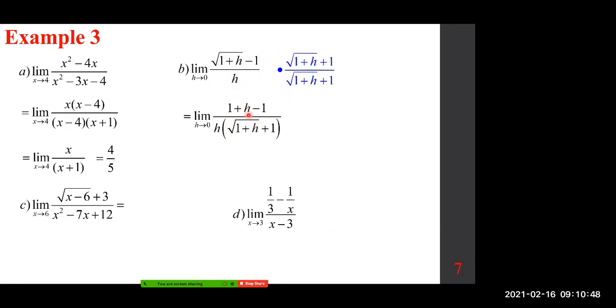Now 1 and -1 cancel each other. You're left with h in the numerator that cancels out this h, and the numerator changes to 1 only. If I replace this h with 0, I get 1. Square root of 1 is 1, and 1 plus 1 is 2. 1/2 is your final answer.